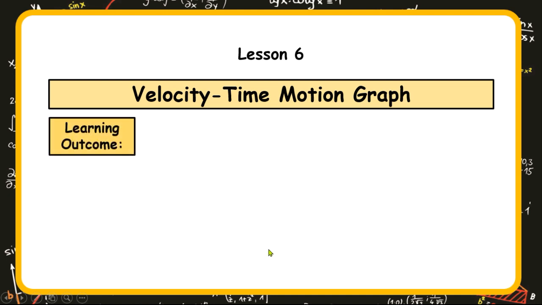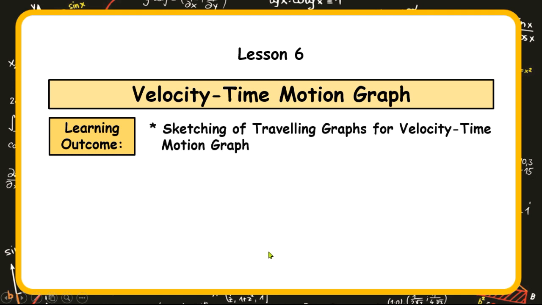The learning outcome is that at the end of today's lesson, you should be able to sketch the traveling graphs for the velocity time motion graph. That is our task for the day.